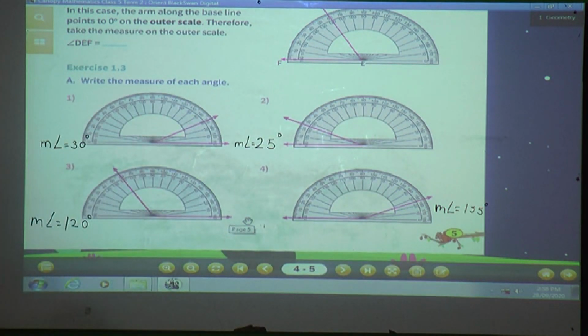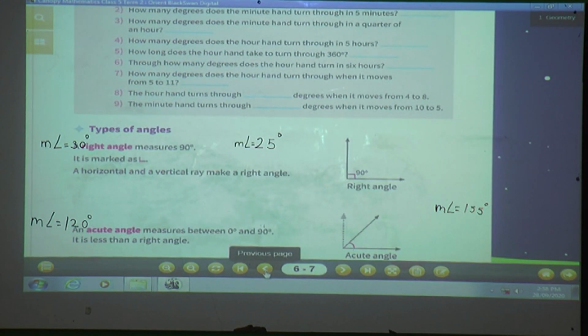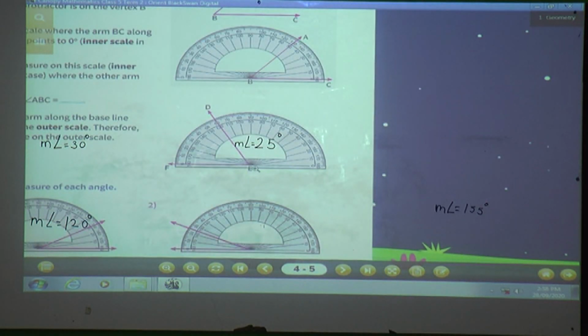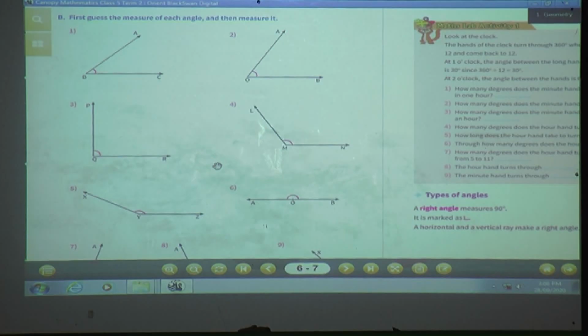Now we will see the next question. Now the next question, question number B. First guess the measure of each angle and then measure it.